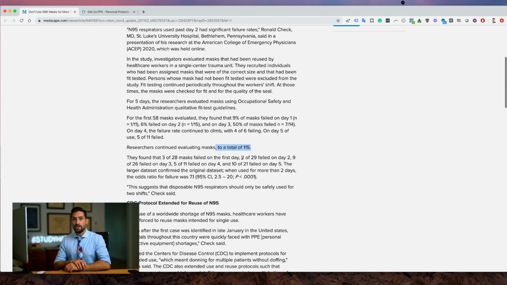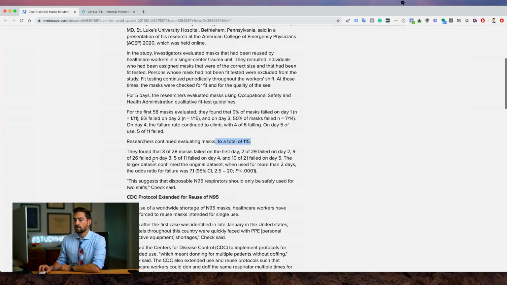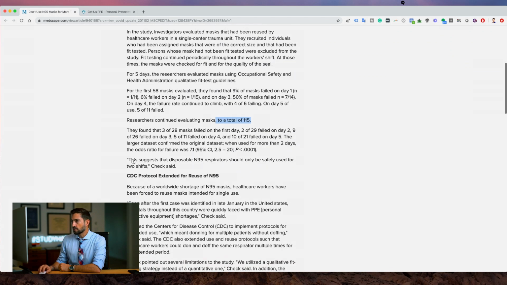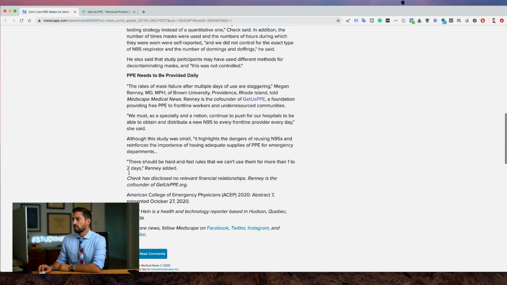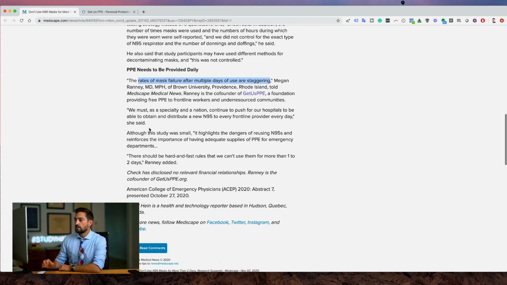Honestly, I have kept mine way more than 2 days, because I was like, okay, we're going to have problems. I need to keep these, and I don't mind. It's me or whatever. So I was keeping mine like way more than that. But I think the interesting thing is even on day one, some failed. So this suggests that disposable N95 respirators should be safely used for two shifts. So basically like 2 days. Anyway, it goes on to talk about the PPE needs and all that good stuff. But rates of mask failure after multiple days of use are staggering. Obviously, if you're going to use them day three, four, five, then you have a really low rate of that mask actually working for you.